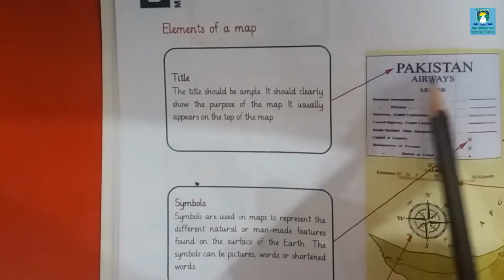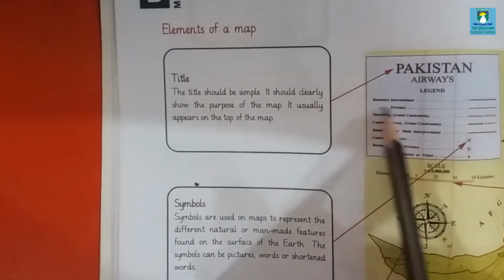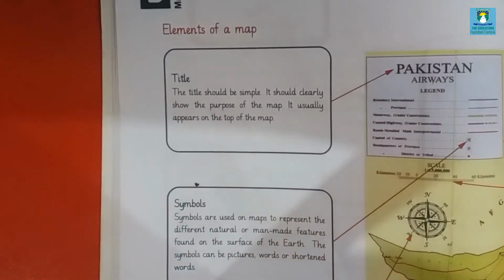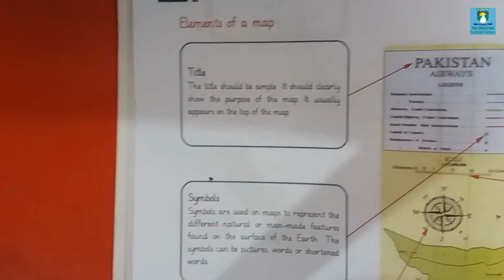For example, as you can see, Pakistan Airways. So this is the title of the map. Like it shows us that this map is about Pakistan Airways or Pakistan Airlines. So title should be simple and clear.